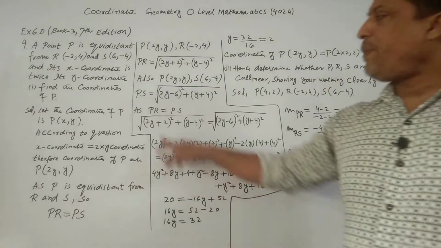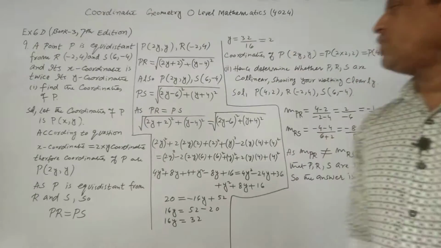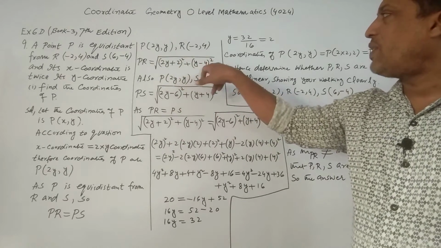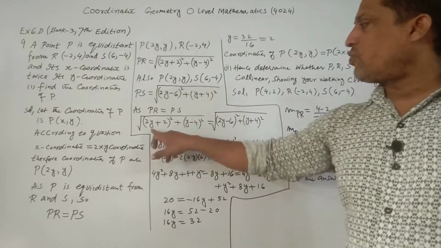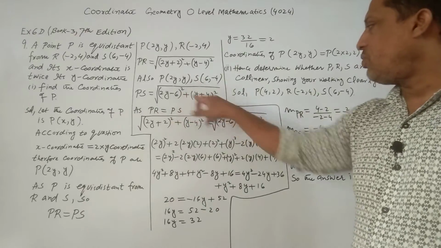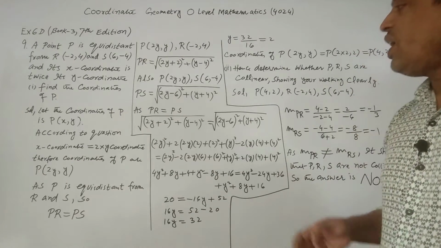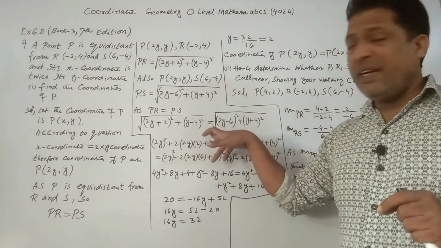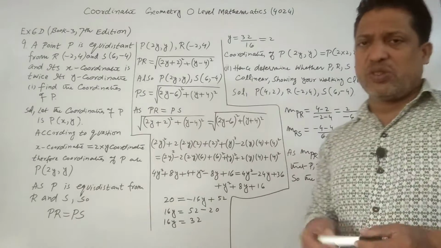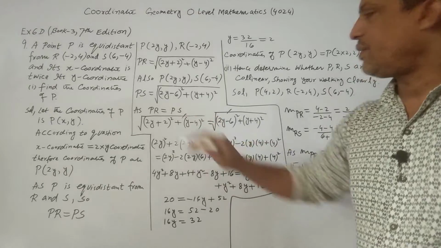As PR is equal to PS, this is given in the question, so equate the value of PR, square root of (2y plus 2) whole square plus (y minus 4) whole square, to PS, square root of (2y minus 6) whole square plus (y plus 4) whole square. Now if you see, the middle sign is equal and there is a square root on both sides, so you can directly cancel both the square roots.